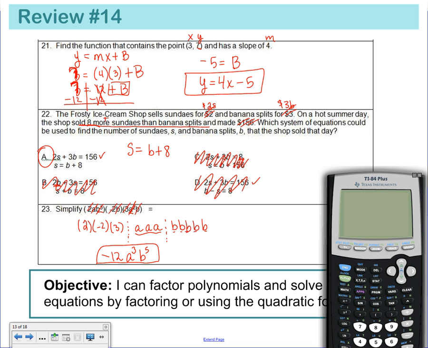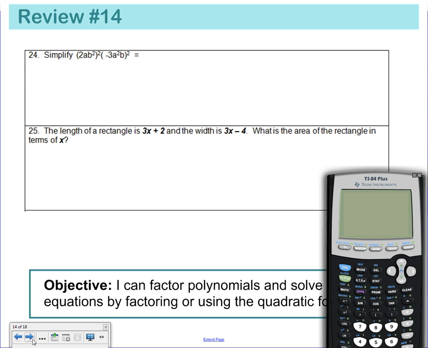Number 24, we have, again, some more exponents. This time, notice you do have numbers outside the parentheses. So that tells me I need to stamp out what's in the parentheses 2 times. So 2ab squared, and then 2ab squared. That takes care of my first set of parentheses.